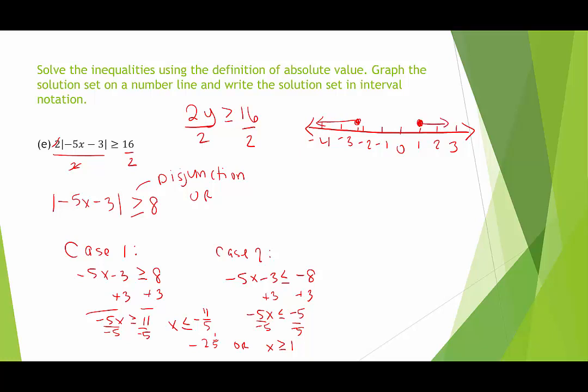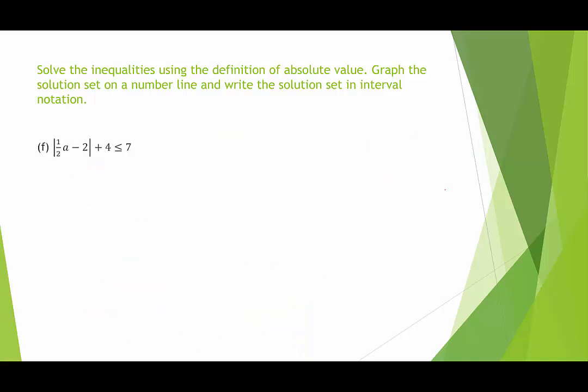So all of the solutions are either here, smaller than negative 2 1/5, or here, bigger than or equal to 1. In interval notation, this is a disjunction, so we have 2 separate intervals. The first interval is going to be represented here. It's the range from negative infinity to negative 2 1/5. Negative 2 1/5 is included, so I use the bracket, or, and then I open up with a bracket, 1 to infinity. And that would be the final solution for letter E.